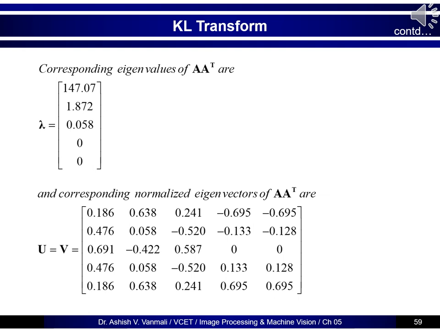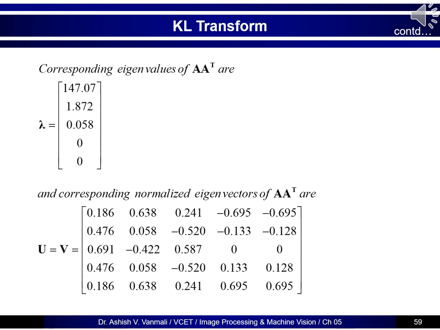If we find the eigenvalues of A transpose A, we will have 5 eigenvalues, represented as a vector lambda over here. These values are arranged from the maximum value to the minimum value. If you find the corresponding eigenvectors, then we will again get 5 different eigenvectors, and we normalize them. The first vector corresponding to the value lambda, that is 147.01, will form the first column of matrix U. The second normalized eigenvector corresponding to 1.872 will form the second column of U. Similarly, the third eigenvalue, 0.058, will form the third column of U. Similarly, the last two eigenvalues will have the corresponding eigenvectors. And this is how we will have the matrix U, which is the same as V.